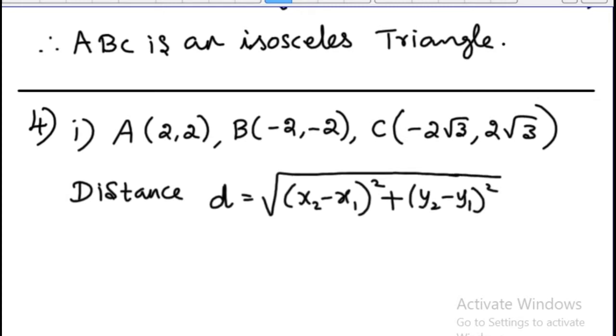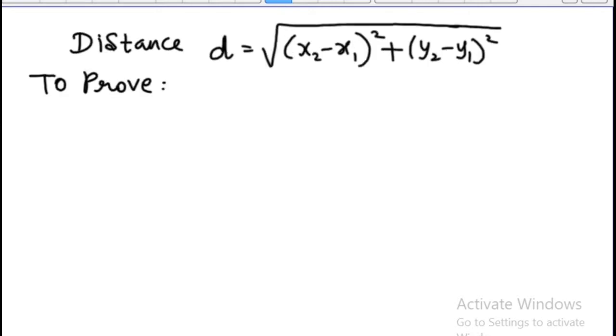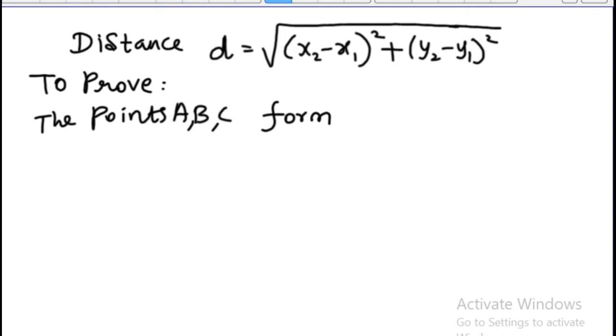Okay, to prove the points ABC form an equilateral triangle.